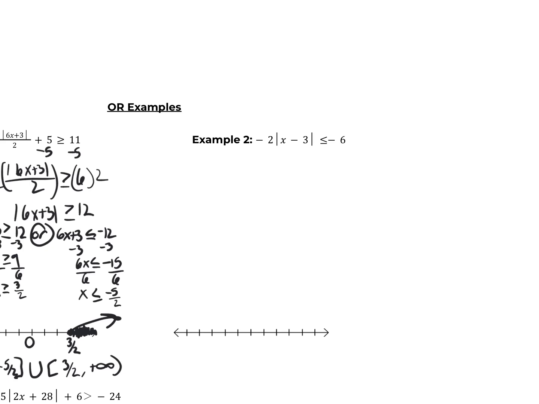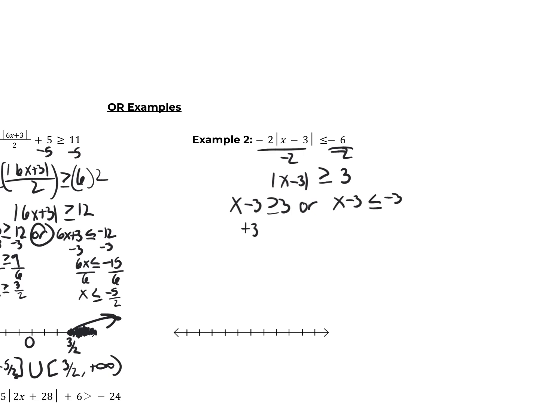All right, so example 2, negative 2 times the absolute value of x minus 3 is less than or equal to negative 6. So the first step is to divide by negative 2. We want to isolate the absolute value. So absolute value of x minus 3, and because we divided by a negative 2, I have to flip the sign. So it's greater than or equal to negative 6 divided by negative 2, which is positive 3. So now I'm going to split this into two cases, x minus 3 greater than or equal to 3, or x minus 3 is less than or equal to negative 3.